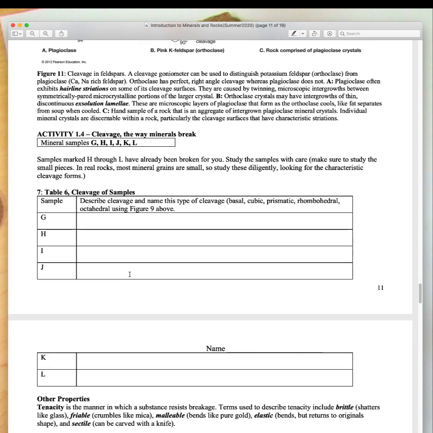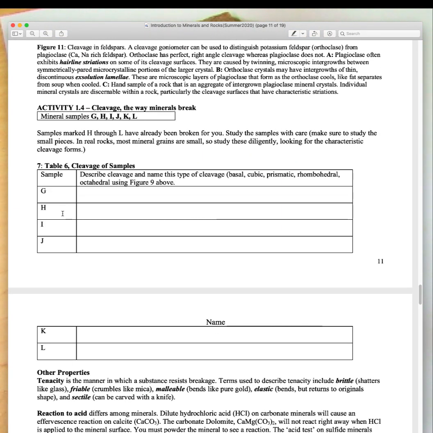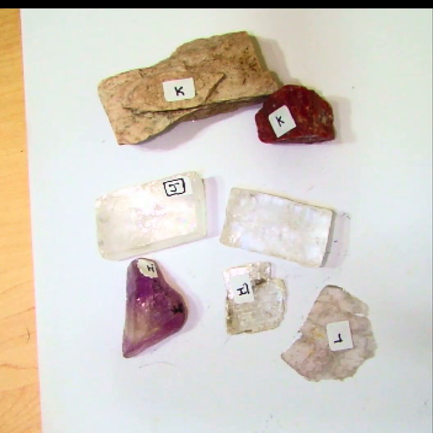Now for this activity, we have these samples, G, H, I, J, K, and L. We're going to try to describe their cleavage as whether it's basal, cubic, prismatic, rhombohedral, octahedral, or maybe no cleavage at all, whether it's hackly, uneven fracture, or a conchoidal fracture. So let's take a look at the minerals here. The first mineral we want to look at is mineral G.